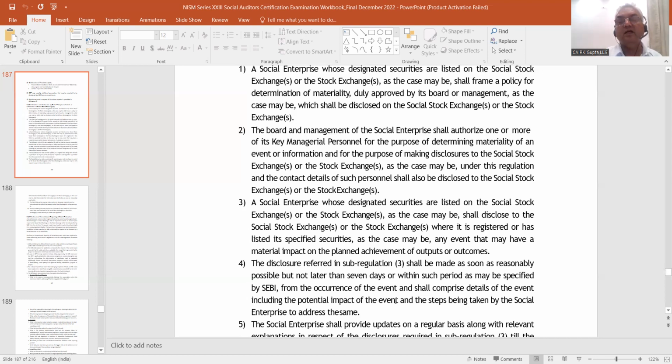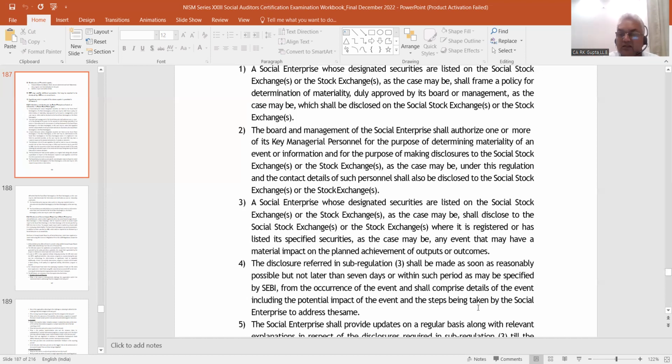Why this thing? Because sometimes organizations are booking expenditure showing that they did these events, but they are not doing anything. So that is why they say you inform us as soon as reasonably possible, or not later than 7 days, so that the social stock exchange can check whether that event has actually happened or the organization is just booking the expenditure. That may be the idea basically.